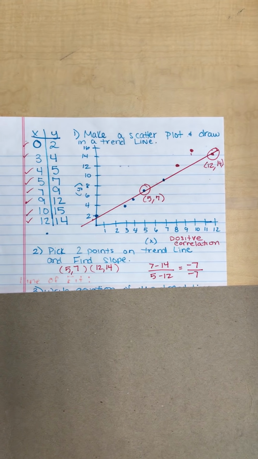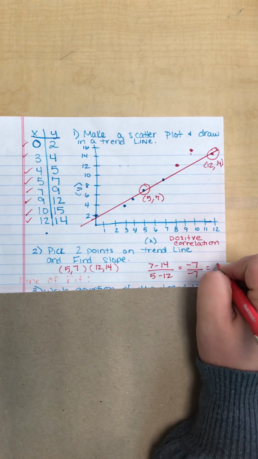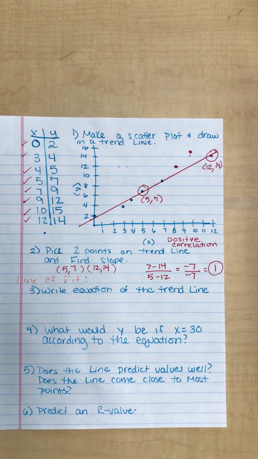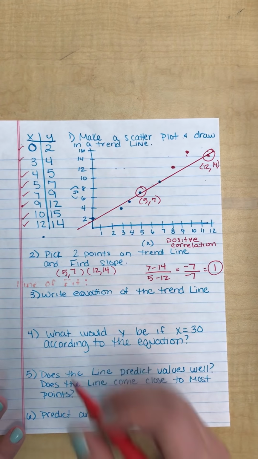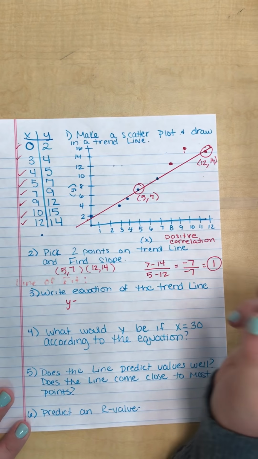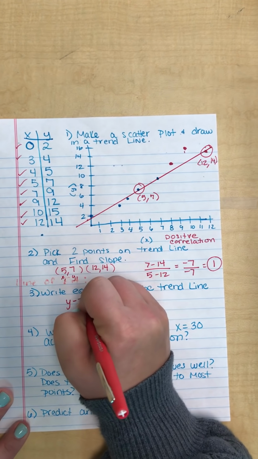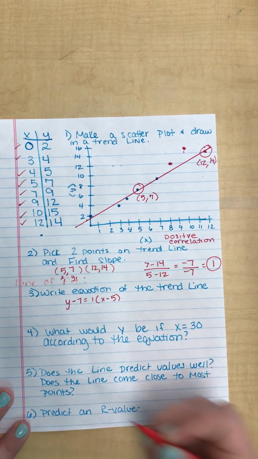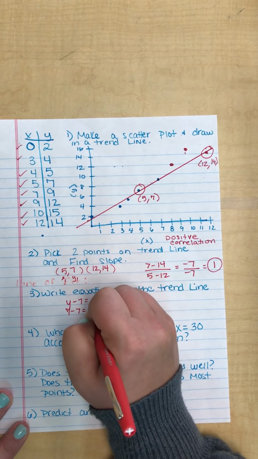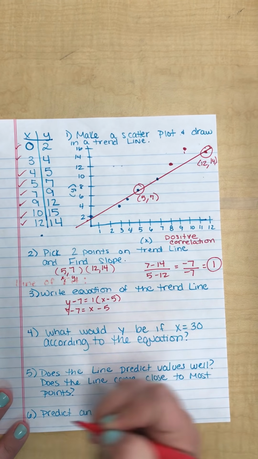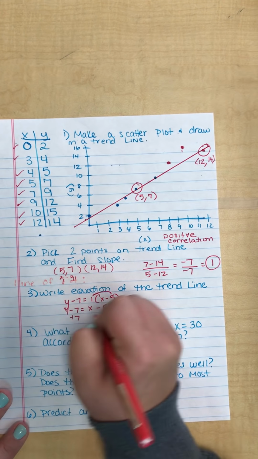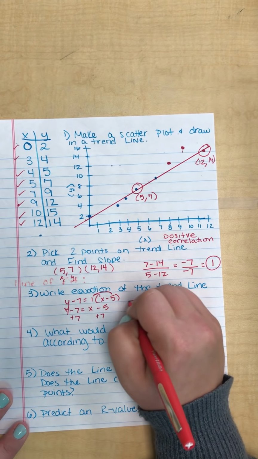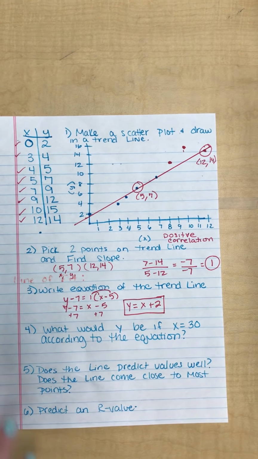And so this one actually turned out really nice, where our slope is just going to be 1. Okay, so that ended up really nice for that one. When we write an equation of the trend line then, we're going to go y minus our y1, 7, equals our slope times x minus x1. This is what we did in the last video. So I distributed the 1 and then added the 7. So y equals x plus 2. So there is the equation of my trend line.